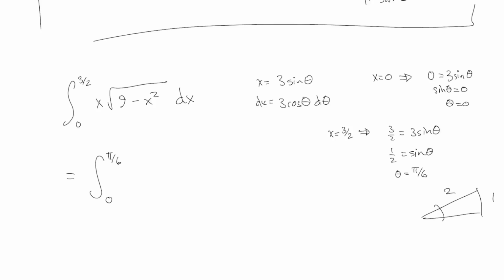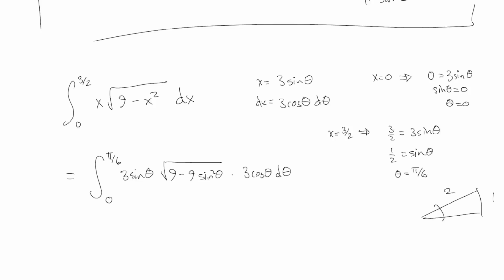So every x becomes 3 sine theta. So the x out front, I get 3 sine theta, not x. And then I have square root 9 minus, and then x squared becomes 3 sine theta squared. And we should square both of those, which makes it 9 sine squared theta. That was the square root part. And then I have dx, which is another bunch of stuff, right? dx is 3 cosine theta d theta. So outside of the square root sign now, we have 3 cosine theta d theta. All right. A lot of little bits there.